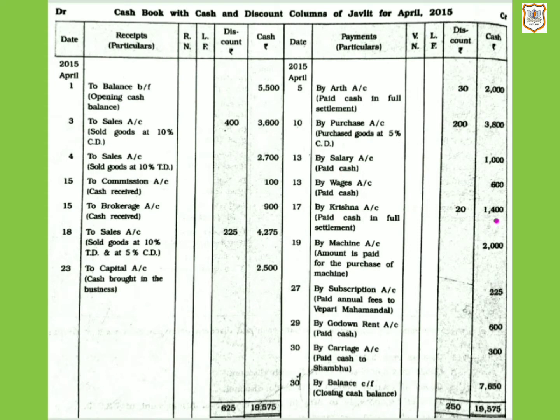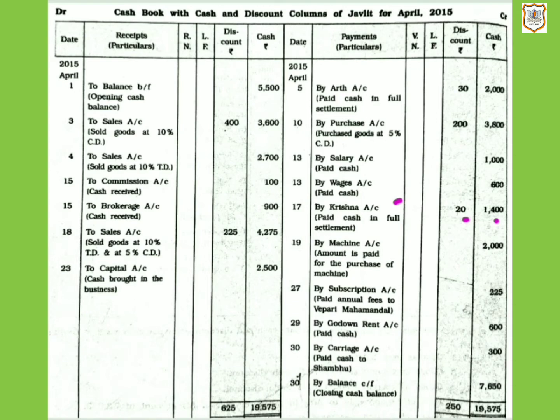As we had to pay 1,420 to Krishna, but we are paying 1,400 only, that means the differential amount, which is rupees 20, is allowance. We are receiving allowance here, so it will be treated as an income. So we will record it on credit side as per the rule of nominal account. So here on credit side in discount column, we will record rupees 20. And in particular, we will write by Krishna account as we are paying it to Krishna.